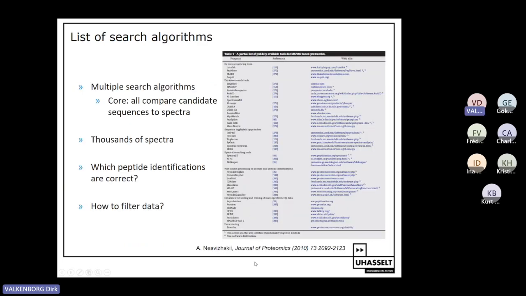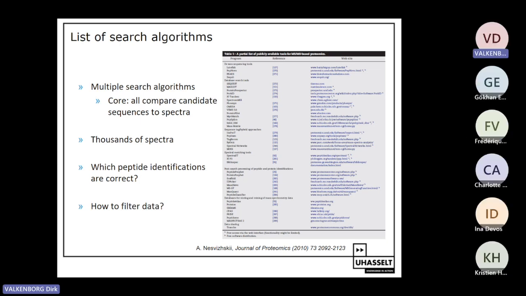This is an old reference, 2010, but back then there was a long list of search engines. I can only say that the list has become longer now, especially with these new AI tools. So there are a lot of search engines that you can try to do peptide to spectrum matching. The bad thing is they don't all agree. So if you use multiple search engines, you will find that they complement each other in their findings.